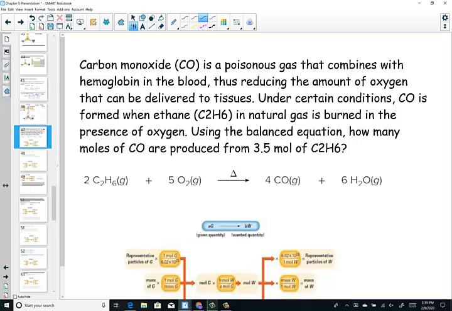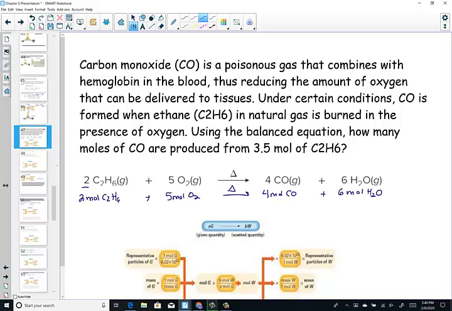When ethane, C2H6, is burned in the presence of oxygen, O2, the balanced equation is shown to us with 2 moles of C2H6 reacting with 5 moles of oxygen in the presence of heat. Remember, the triangle over the arrow means heat. We get 4 moles of carbon monoxide forming and 6 moles of water formed.